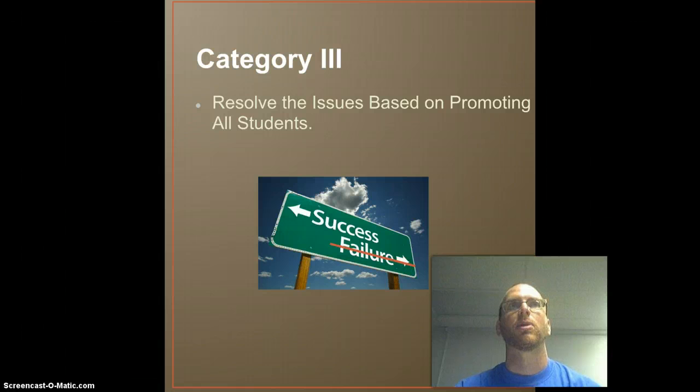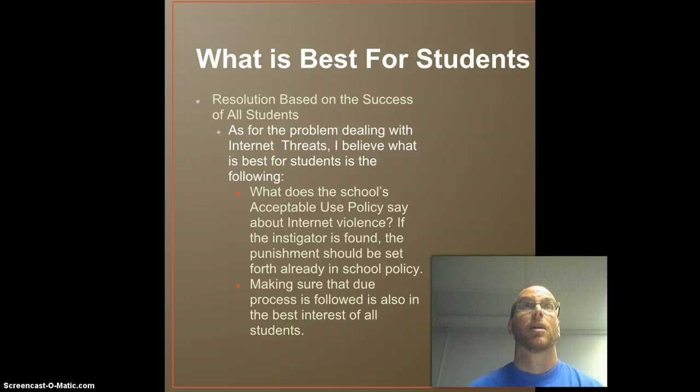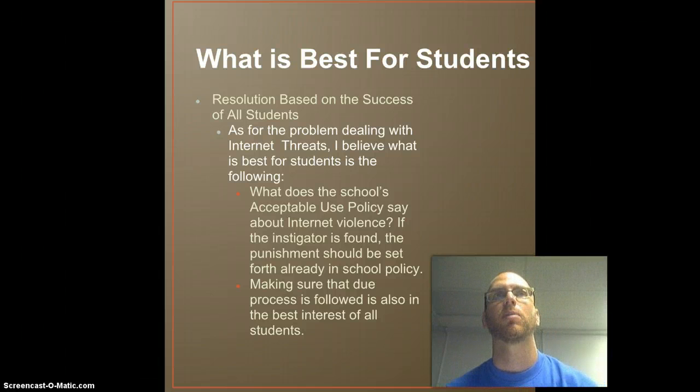Category 3, we're going to talk about resolving the issues based on promoting the success of all students. So what is best for students? I think a resolution based on success for all students would include that, first off, for the problem, since I thought there were 2 problems in the case. The first problem dealt with internet threats. I believe what would be best for the students in this case is, first off, look at what the school's acceptable use policy says about internet violence. It should be pretty clear and set forward already. If the instigator is found, the punishment should be set forth already in our school policy, and we should be able to go straight forward from there.